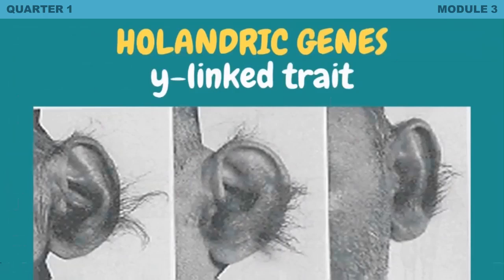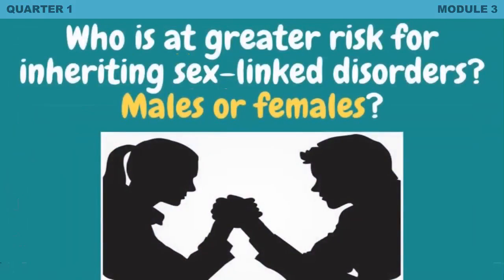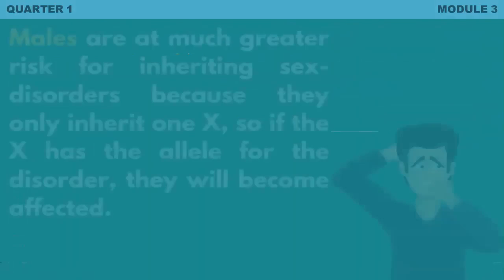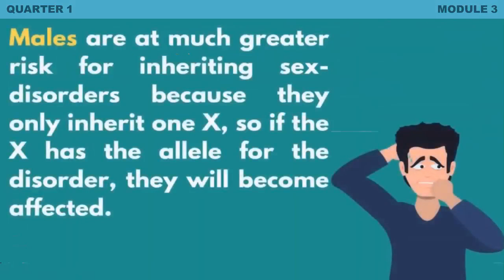As you can see in the picture, that is an example of hypertrichosis pinnae, or the presence of excessive coarse black hair on the auricle of the human ear. So who is at greater risk for inheriting sex-linked disorders? Is it males or females? Males are at much greater risk for inheriting sex-linked disorders because they only inherit one X chromosome. So if the X has the allele for the disorder, they will become affected.